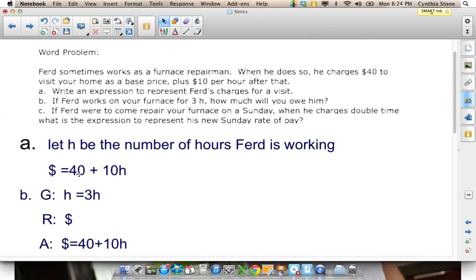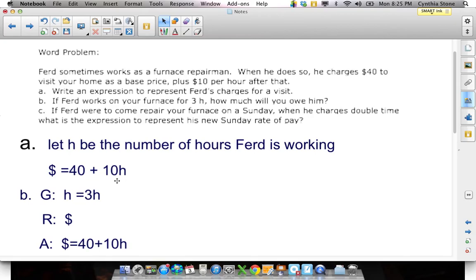If he shows up and he comes and goes, he knocks on the door and leaves, you owe him $40. Okay, plus $10 for every hour that he's there. So $10 per hour, which means you multiply it. Okay, which kind of makes sense. If he's there for 2 hours, you got to pay him $20 for the 2 hours plus 40, so $60.